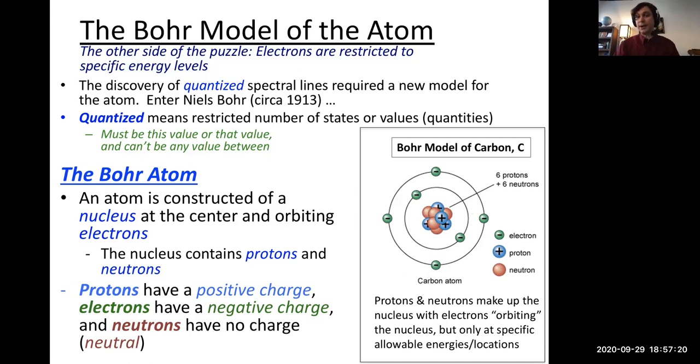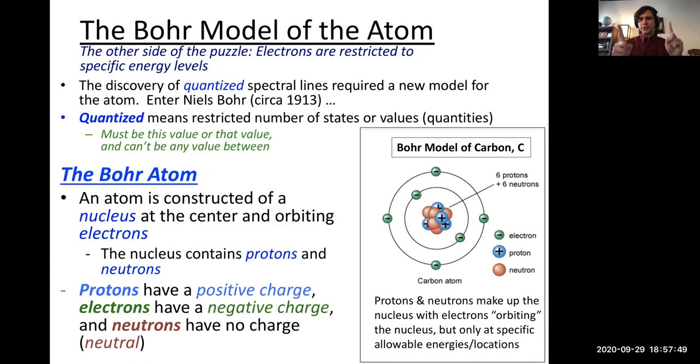Protons have a positive charge. Electrons have a negative charge. And neutrons have no charge at all. And remember, opposite charges attract. So protons and electrons, a positive charge and a negative charge, they want to attract towards one another. There is an attractive force between them. Very similar to gravity, except it's the electromagnetic force, the Coulomb force to be specific.